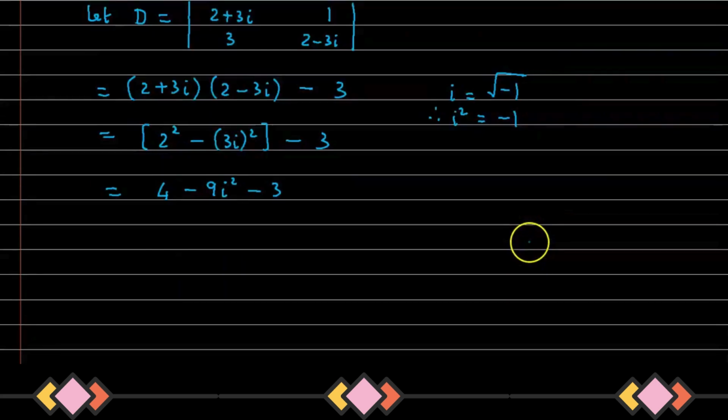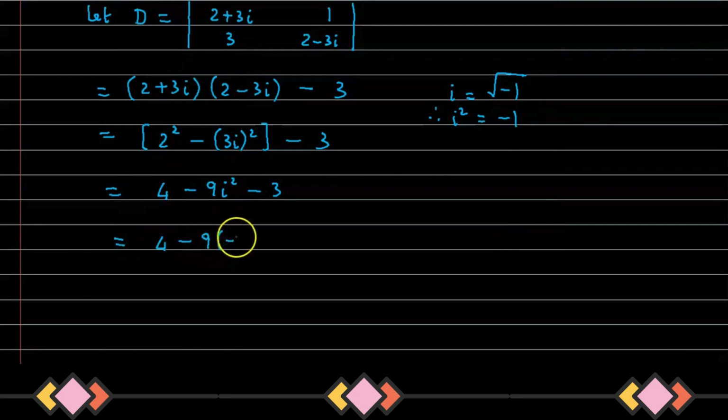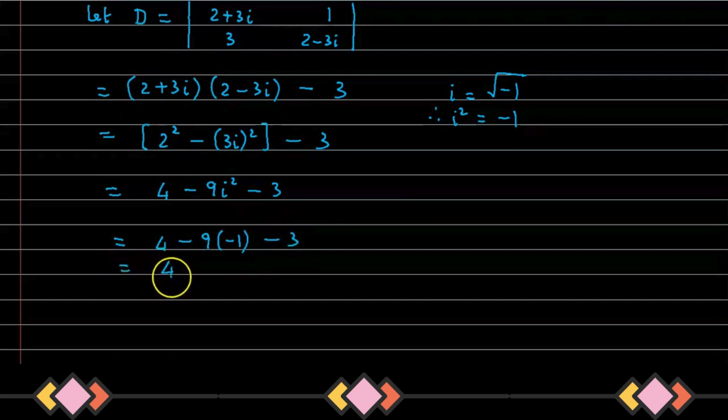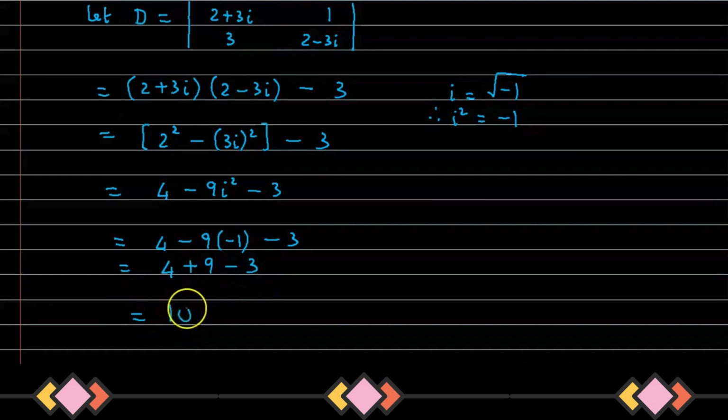अब ये यहाँ पे हम सब्स्टिट्यूट कर देते हैं इधर, तो हो जाएगा 4 minus 9 into minus 1 minus 3. So that is 4, ये हो जाएगा plus 9 minus 3. So 4 plus 9, that is 13. 13 minus 3 is 10. So therefore the value of the determinant is 10.